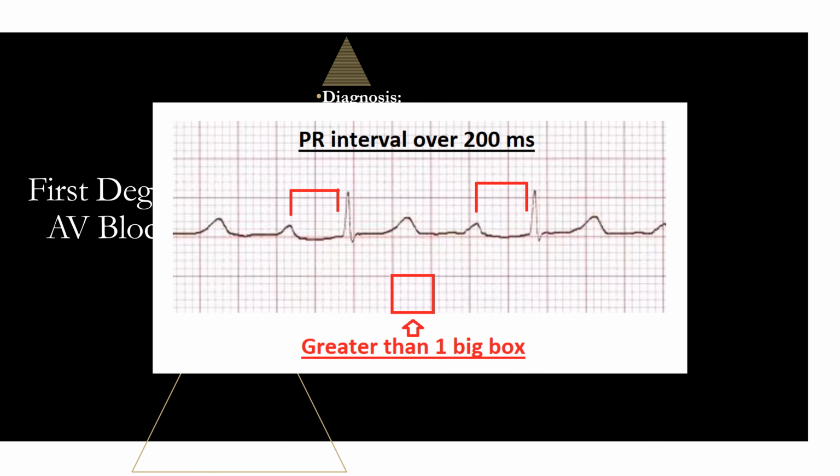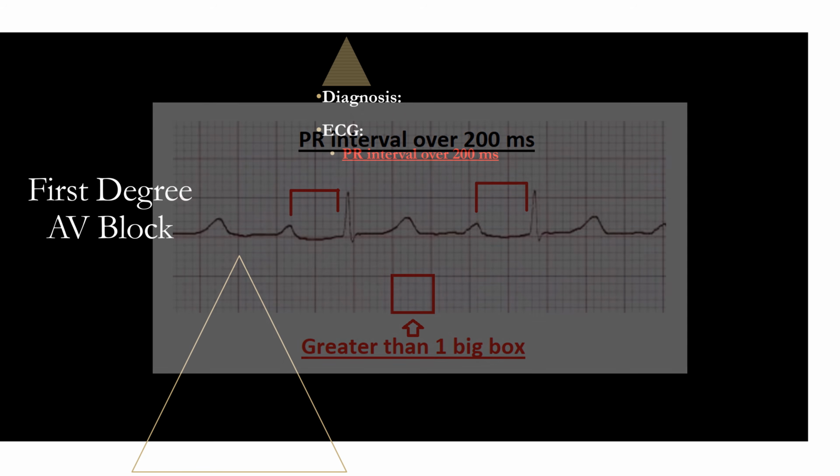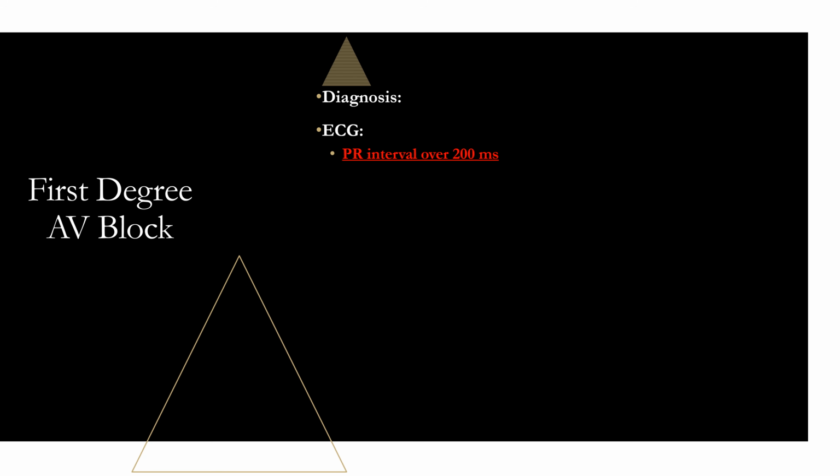Nice and simple. And the key, which will be different than all of the other AV blocks that we'll talk about today, is the conducted impulse will always get through to the ventricles. All of that electricity, it's still getting through. There's always going to be a QRS complex. It's just taking longer to get there. So again, ECG diagnosis is made with a PR interval over 200 milliseconds. That's all you need to know.